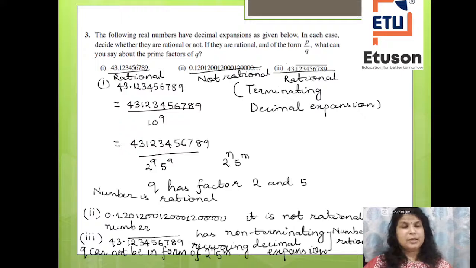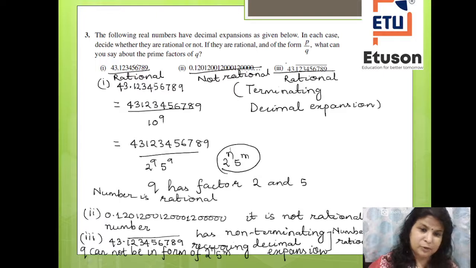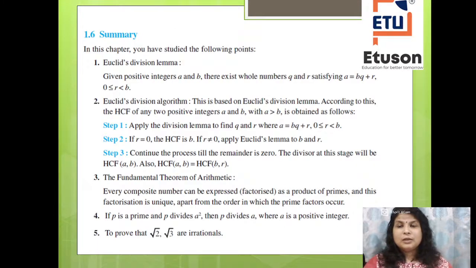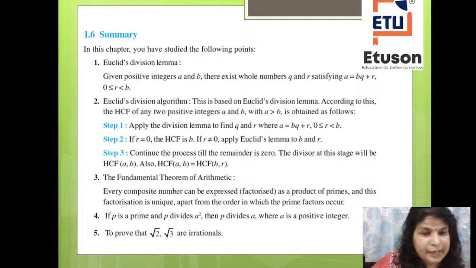In terminating decimal expansion, the denominator that is q can be expressed in terms of 2 to the power n into 5 to the power m, whereas in case of non-terminating it cannot be expressed in terms of 2 to the power n into 5 to the power m, but remember it is also a rational number because a rational number has only two forms. One is terminating decimal expansion and another is non-terminating recurring or repeating decimal expansion. Correct, children? So with this we are coming to the end of your chapter 1.